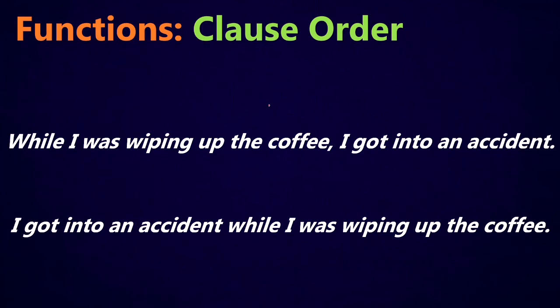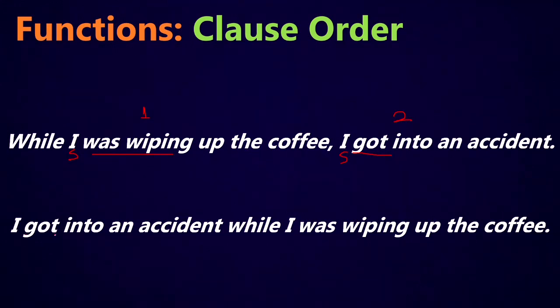Another thing that we can do with the past progressive, especially when we have two actions happening at the same time, is we can change the order of the clauses. So because we have two subjects and two verbs here, I was wiping and I got into an accident. I've got two verbs and I've got two subjects here. So the subject I and the subject I. That means I have two clauses. I have clause 1 and I have clause 2. Now I can actually change the order of these clauses and the sentence stays the same with the meaning.